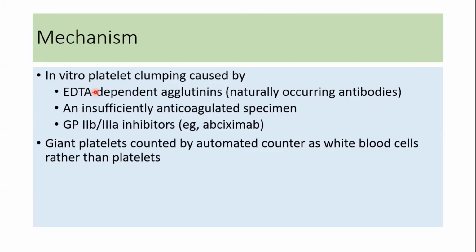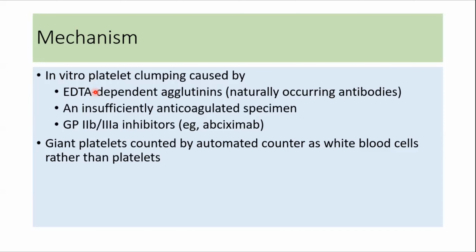So pseudothrombocytopenia occurs because of platelet clumping and sometimes because of giant platelets, which are counted by an automated counter as white blood cell counts rather than platelets. The platelet clumping can occur because of various causes. EDTA-dependent agglutinins are responsible for platelet clumping. Similarly, insufficient use of anticoagulation can cause platelet clumping. Similarly, sometimes glycoprotein 2b3A inhibitors can also cause platelet clumping.